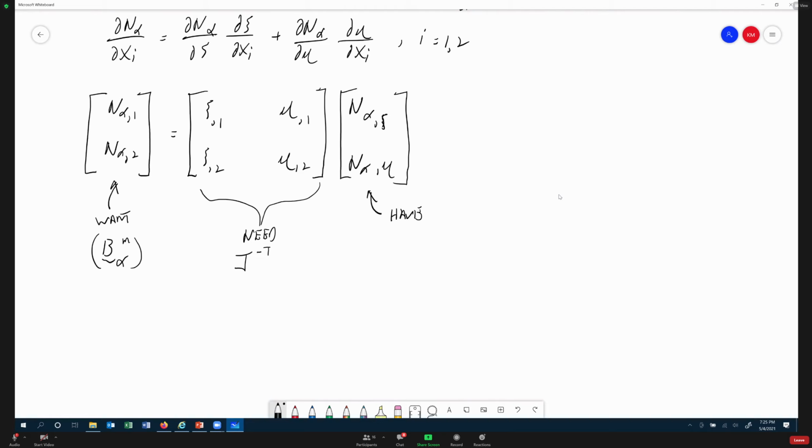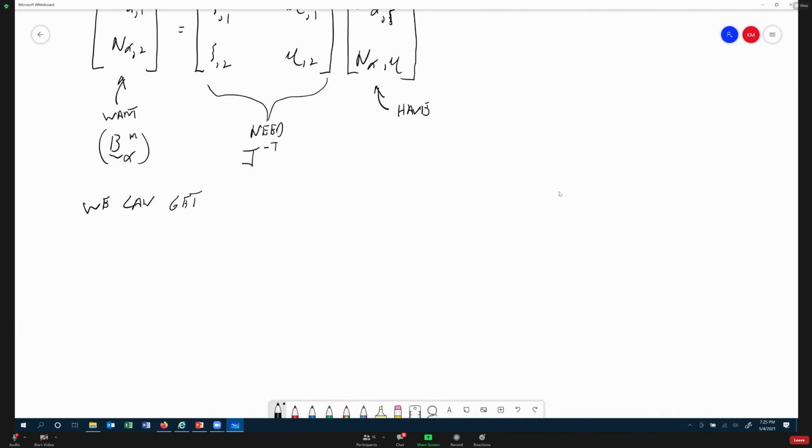So we can get this thing where we have partial x1 with respect to psi. And remember, this means partial derivative, right? We talked about this a long time ago also, this notation. And this is partial x2 with respect to psi, x1, x2.